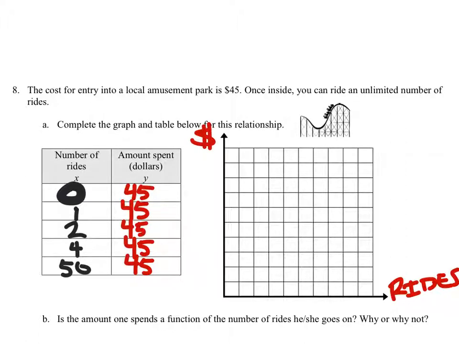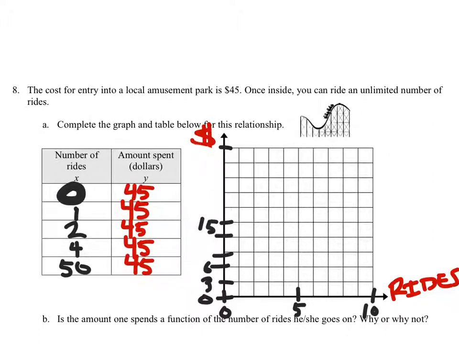So for the scale, we've got 0, 1, 2, 3, 4, 5. Let's go up to 10. Number of dollars, 0, 1, 2. Let's make these go up by 3 each: 3, 6, 9, 12, 15, 18, 21, 24, 27, 30. There we go. Wait, I didn't make it to 45, dang it.